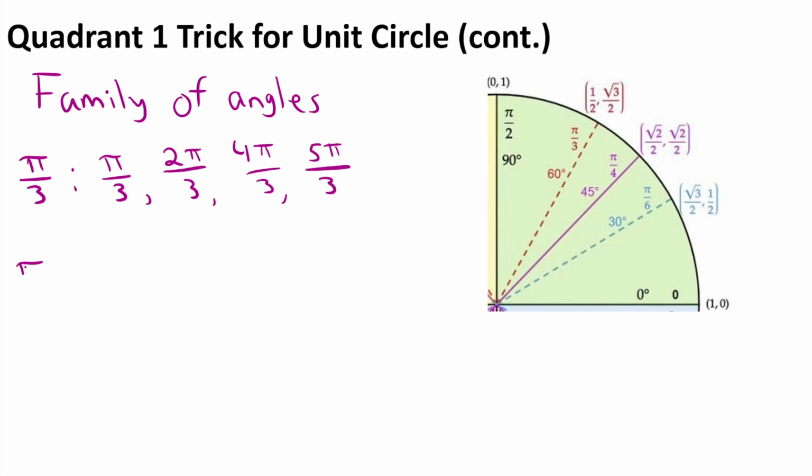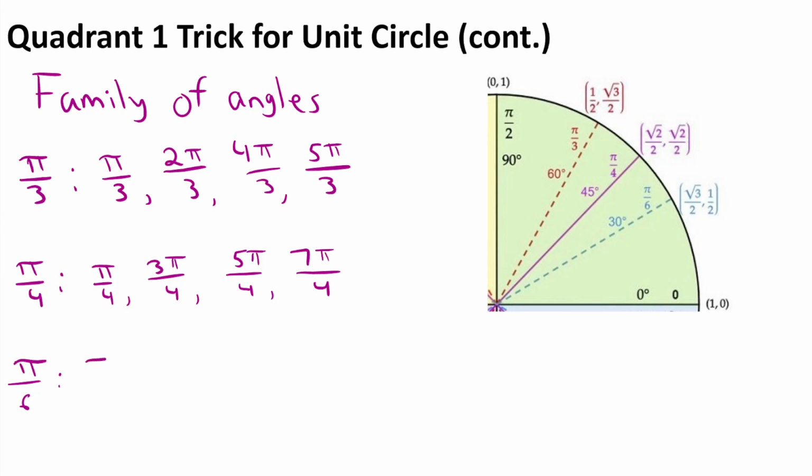But first, here's the pi over 4 family. It starts with pi over 4, 3 pi over 4, 5 pi over 4, and 7 pi over 4. And last but not least, you have the pi over 6s. The pi over 6 family is pi over 6, 5 pi over 6, 7 pi over 6, and 11 pi over 6.